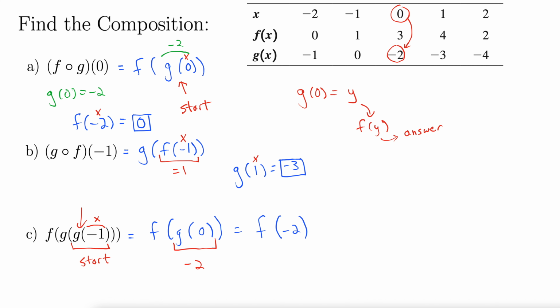Now here's our new x. Our new x is -2, so I'm going back to the table, taking a fresh start, erasing everything on there, a fresh look at the table. I find -2 in the x, and then I go to f, 0. So this whole thing equals 0. There you have it. Take your time, follow this thing around the table. Once you know how to do these, they're actually kind of fun.